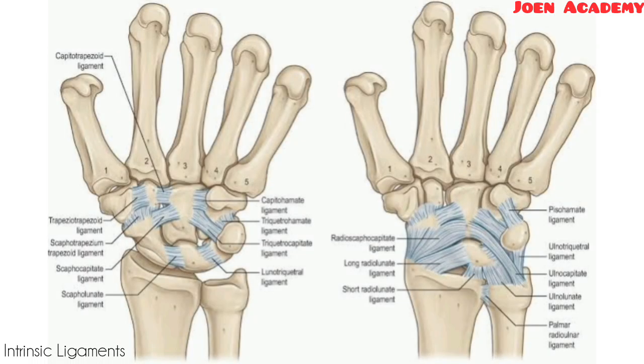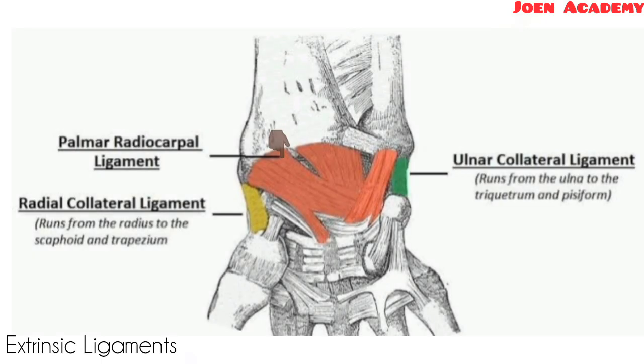Intrinsic carpal ligaments are the tiny ligaments between the carpal bones. They are short ligaments that provide stability but are easily damaged with excessive force or twisting because of their small size. The extrinsic ligaments, which include the palmar radiocarpal ligament, the radial and ulnar collateral ligaments, are stronger, and they stabilize from the radius and ulna to the carpal bones of the wrist.